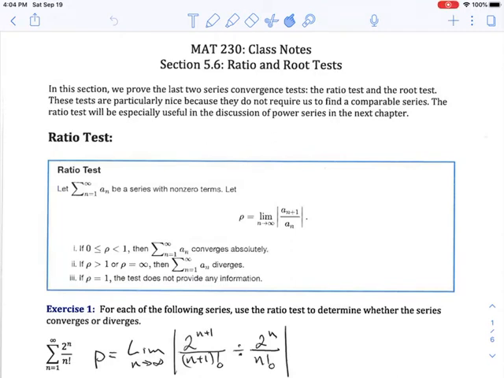In this video, I am going to be talking about the ratio test, which is a nice little test for determining convergence, including absolute convergence for alternating series.